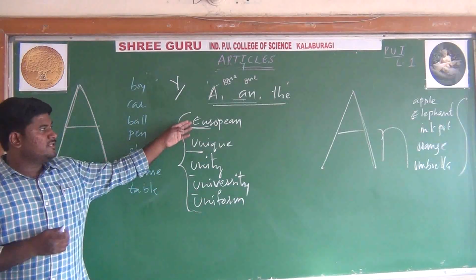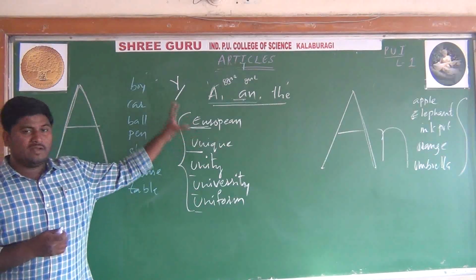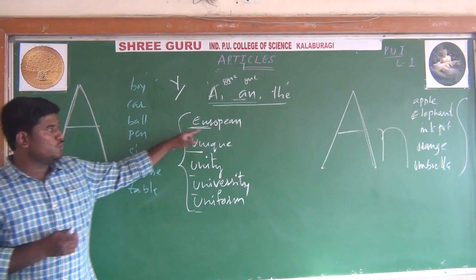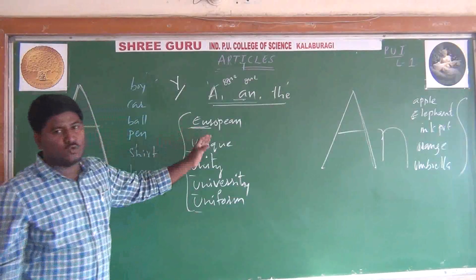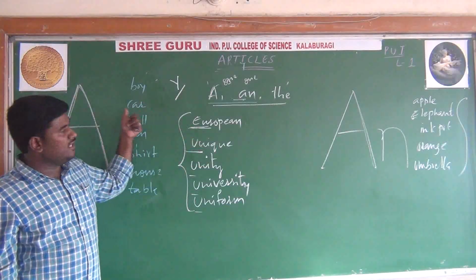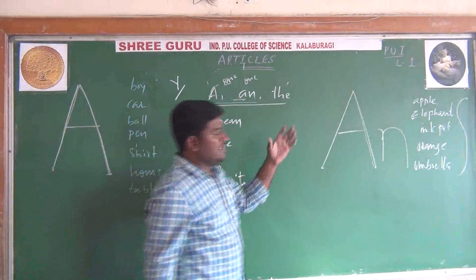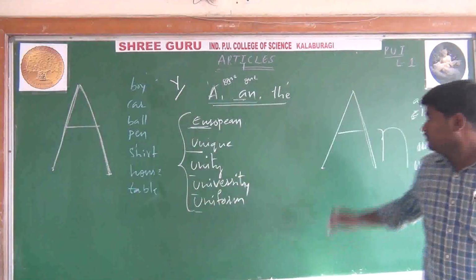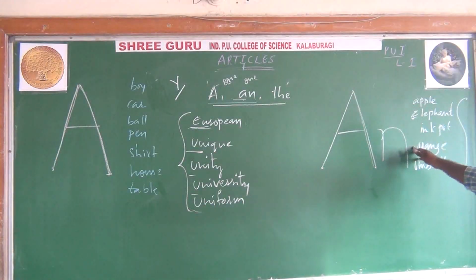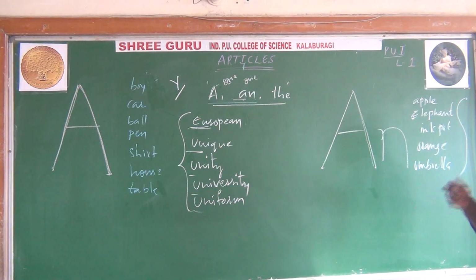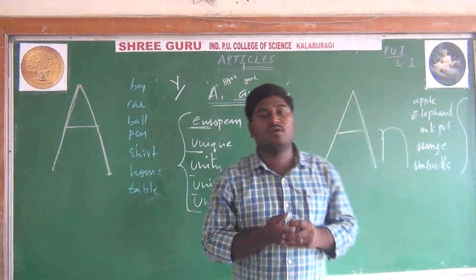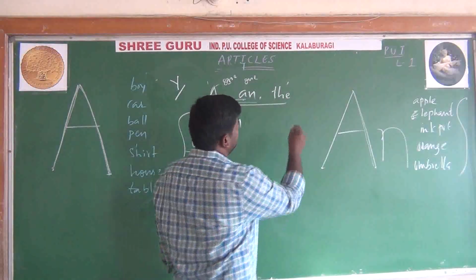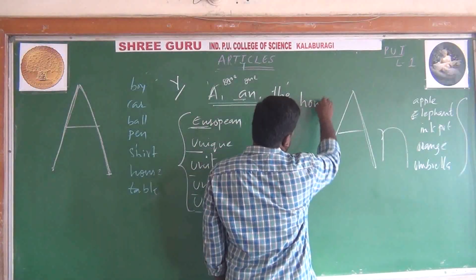So same, this means also a European means a singular European. If it is Europeans, you should not use a Europeans. If it is singular, then you should say a European. Same here also. There are some exceptional words, even though they begin with consonants, but they will not have the sound of a consonant. What are they? Look at the word, H sound.